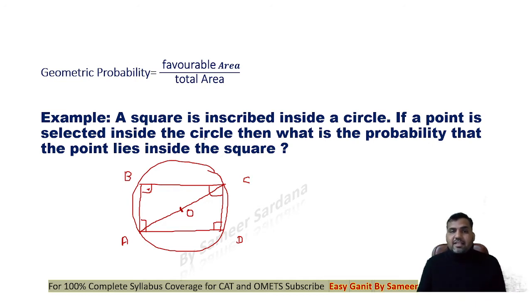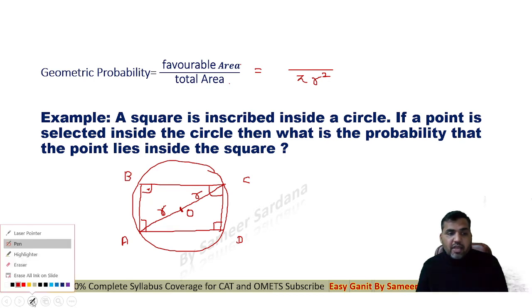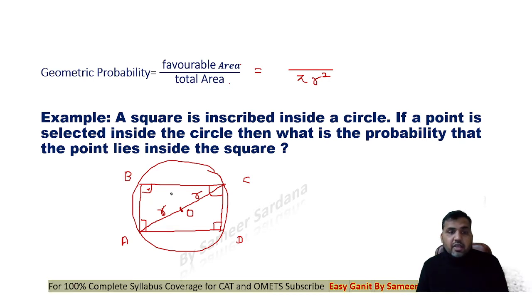Now, as I know that geometric probability is favorable area upon total area. Now guys, this is a square, so let's say this is radius r, this is radius r. Then what will be my total area? The area of the complete circle would be pi r square. What is my favorable area? I want the point to be inside the square, sorry. So my favorable area is the area of the square.